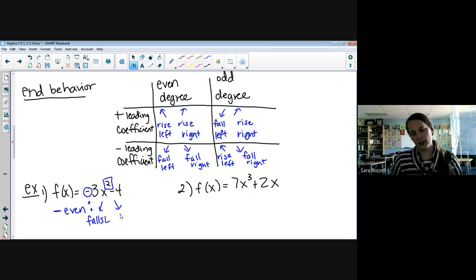Falls left and falls right. I'm going to abbreviate. That's an L and an R for left and right. So negative even, falls left and falls right. Both arrows are down. Sometimes it's helpful once you're doing that to kind of actually picture that this is a squared and it's upside down, so it's going to look like that.